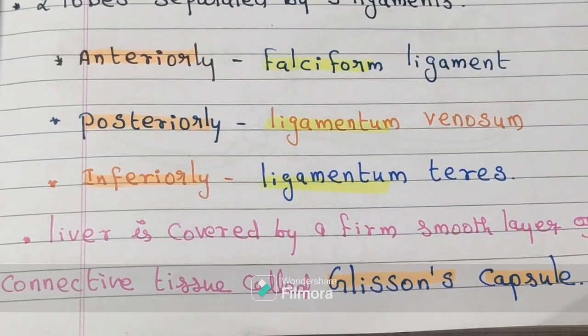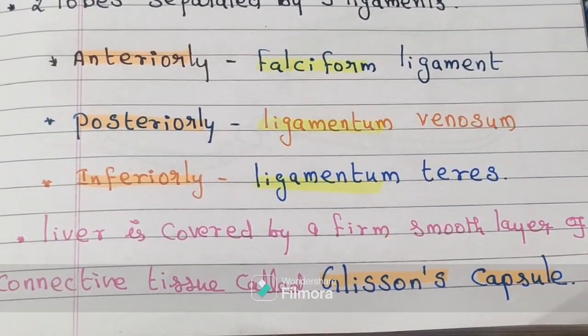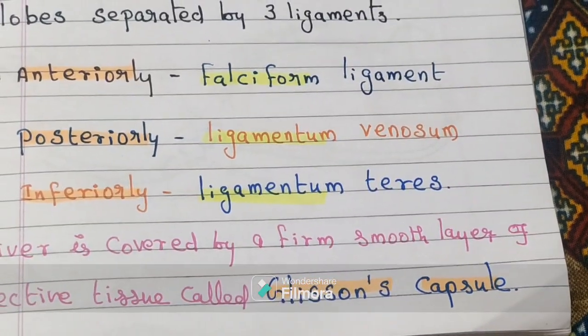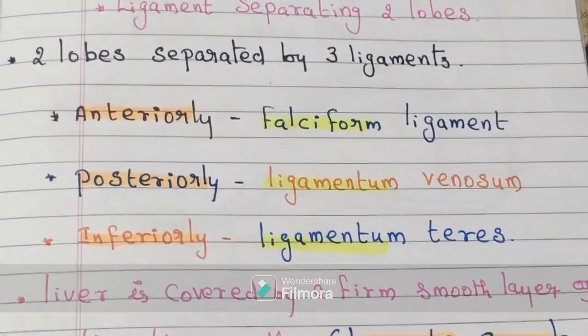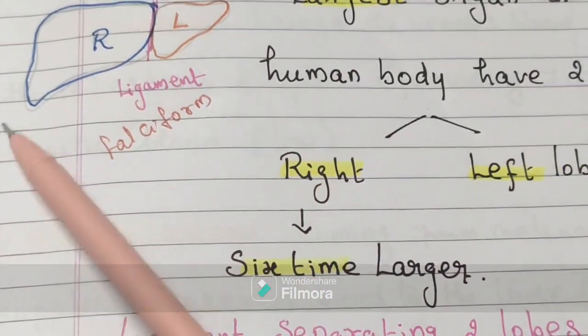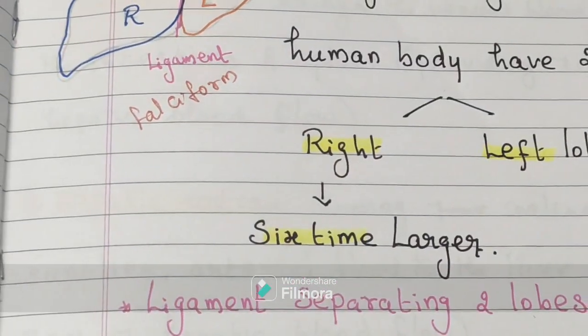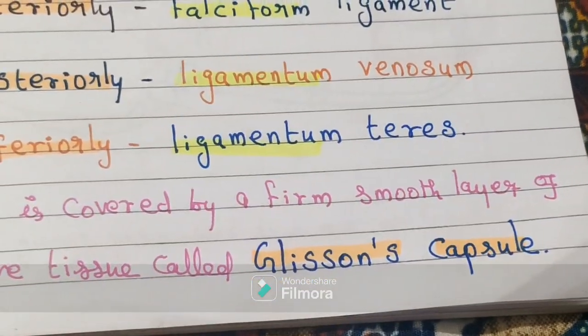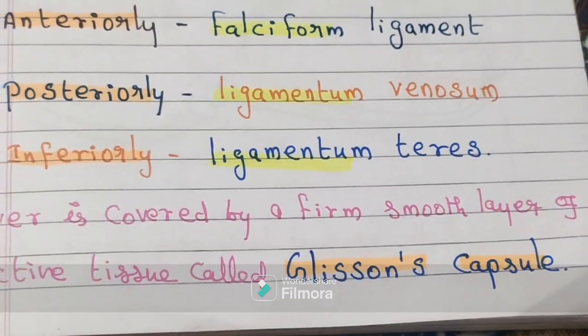The liver is covered by a fine smooth layer of connective tissue. That connective tissue is called the Glisson capsule. The entire liver is covered by this smooth layer of connective tissue, the Glisson capsule.